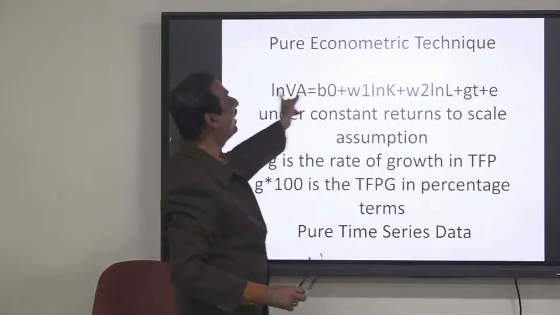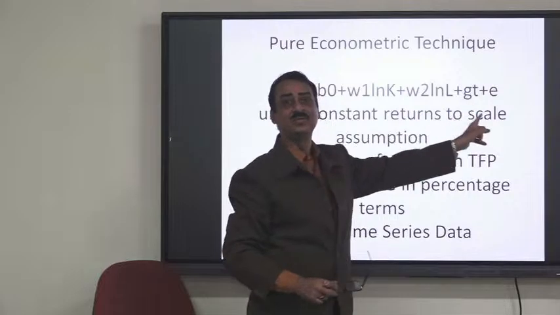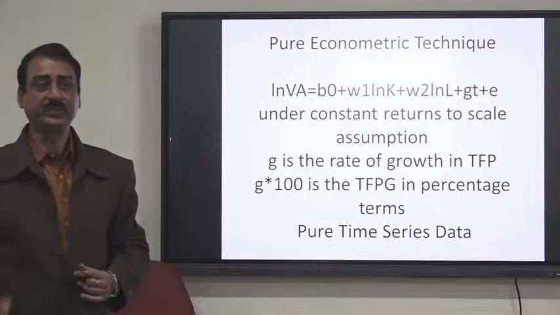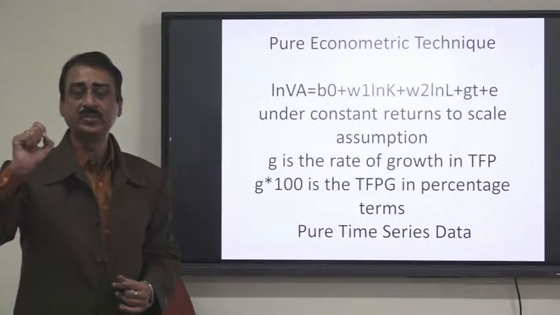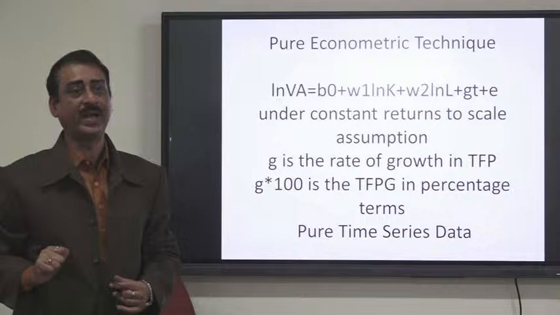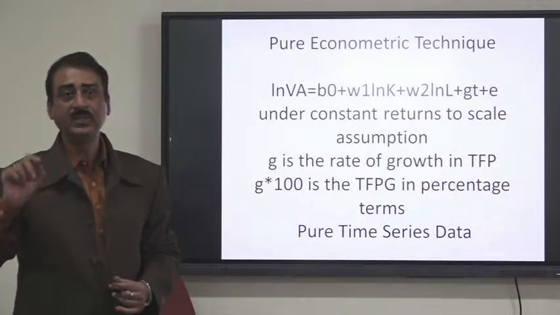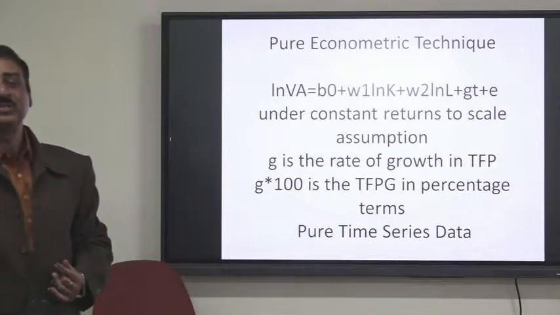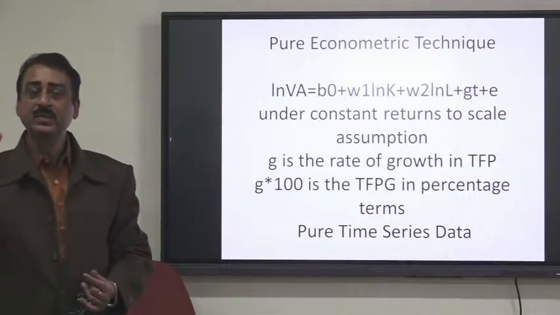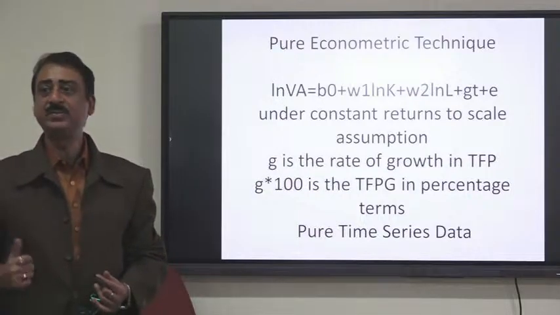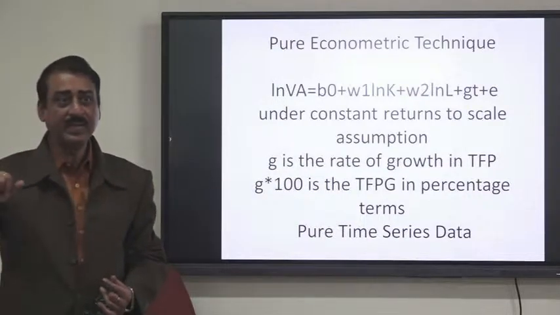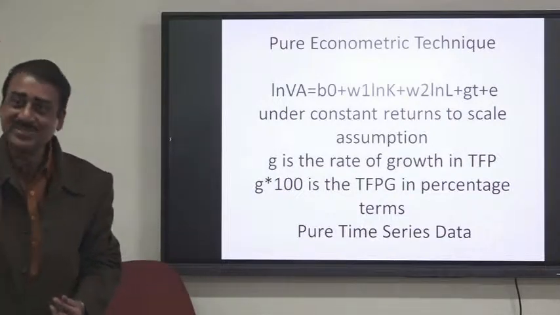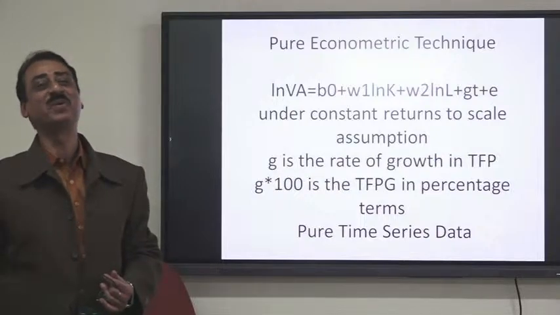Now what you are doing, you have incorporated this term T. So the coefficient of T will essentially give you the rate of growth. Suppose the coefficient of T is 0.025. Multiplied by 100, how much? 2.5. So 2.5 is the rate of growth in total factor productivity. Suppose it is minus 0.001. What does it mean? Multiplied by 100, that becomes minus 0.1, isn't it? So total factor productivity growth is declining at a pace of minus 0.1.